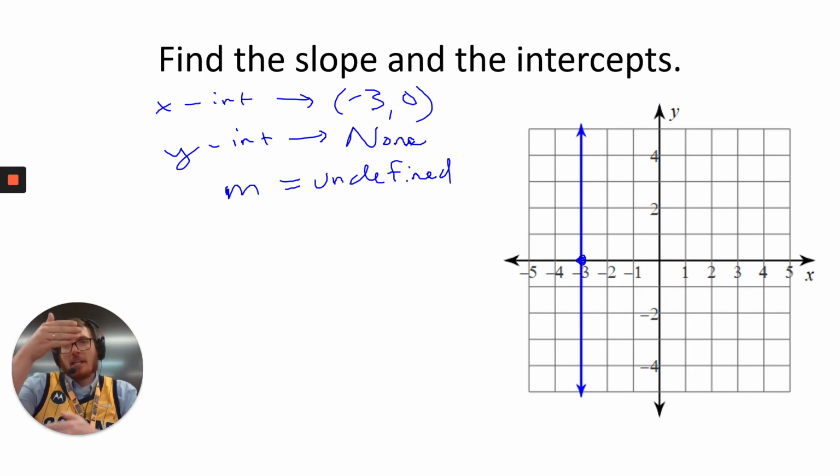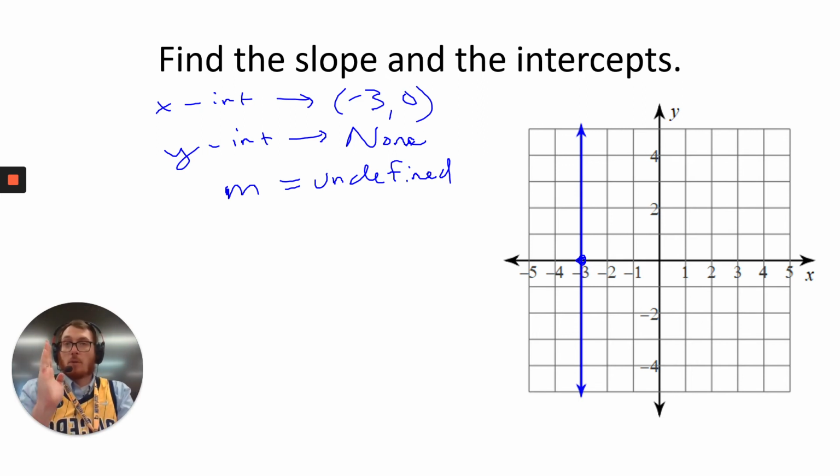So that would mean you have 10 over nothing or 3 over nothing or negative 7 over nothing. Whatever it is, it's over 0 now. And you can't divide by 0. That's not allowed in mathematics. So because I can't divide by 0, we consider this to be an undefined slope.